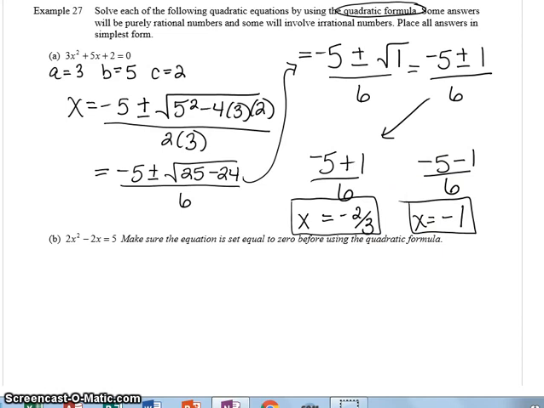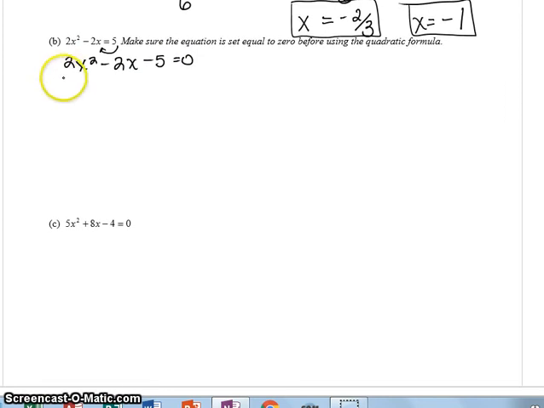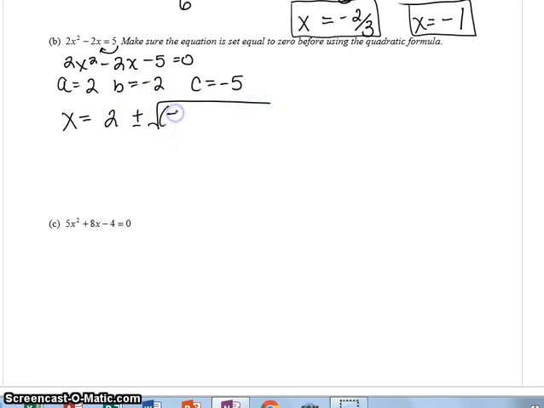Okay, part B says 2x squared minus 2x equals 5. Make sure the equation is set equal to 0. So you have to move that back to the other side. You're going to get 2x squared minus 2x minus 5 equals 0. So now, ready? My A is 2, my B is negative 2, and my C is negative 5. So x equals opposite of B, 2, plus or minus. Again, b squared is negative 2, so keep it in parentheses squared, minus 4 times a times my c all over 2 times a.